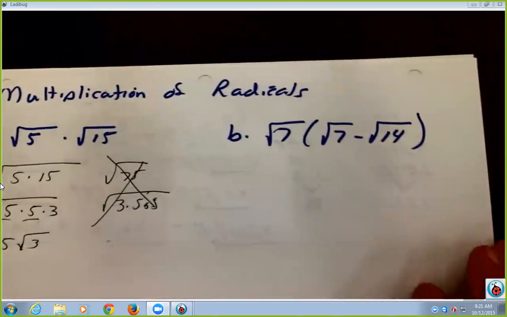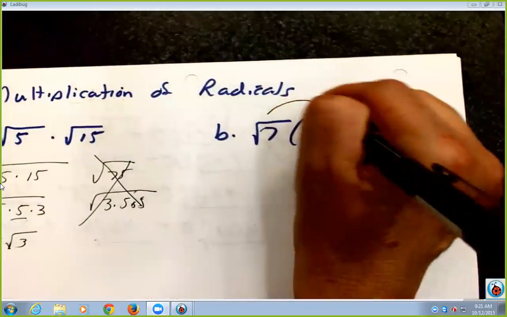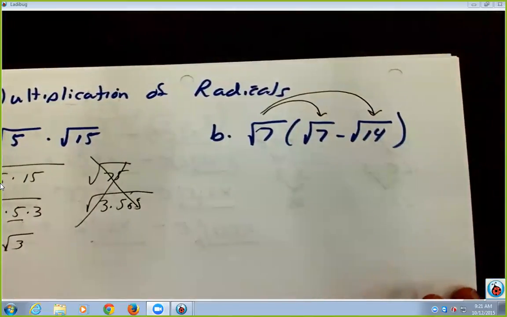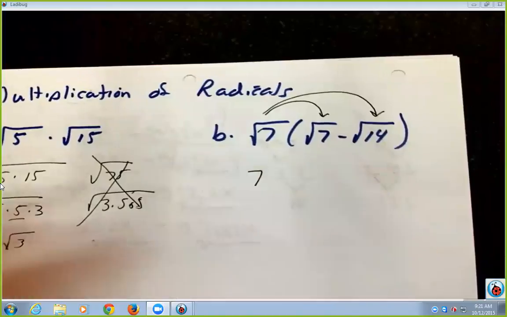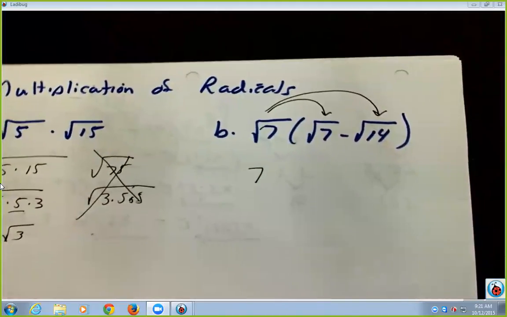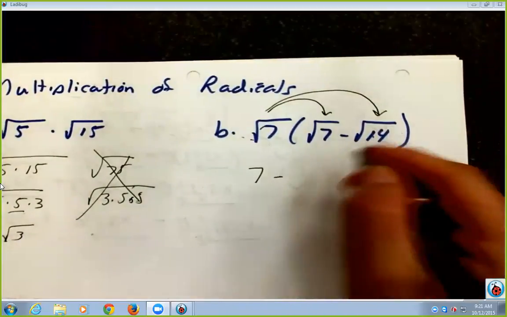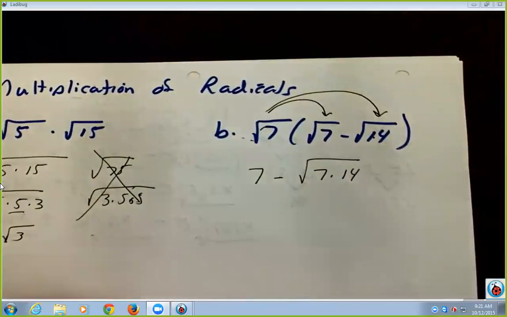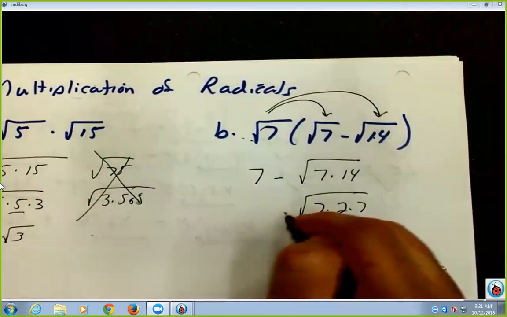So what happens to this next one? Well, the next one is kind of a distribution. So I'm going to multiply the square root of 7 times each piece in here. So square root of 7 times square root of 7 will give me 7 because those are the same values, minus the square root of 7 times square root of 14, which is really 7 times 14, or 7 times 2 times 7.